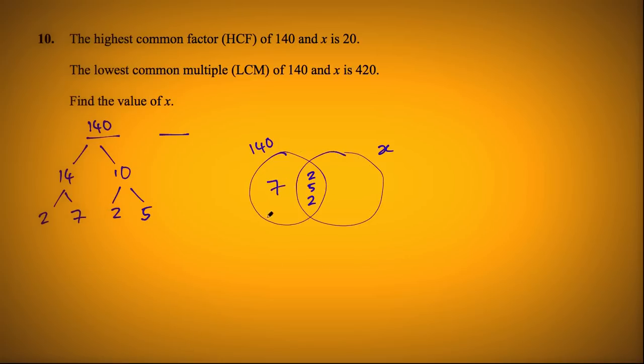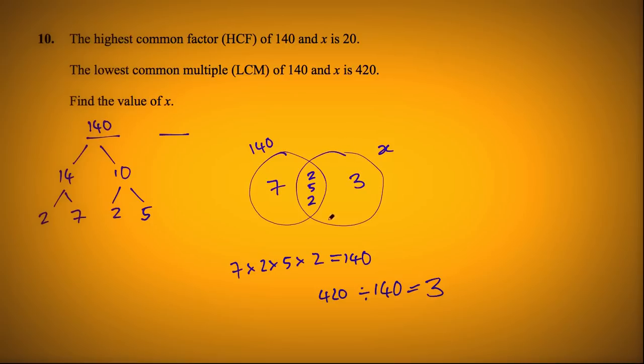And when I multiply all of these by the number that's missing in here, I would get to 420. So 7 times 2 times 5 times 2, that's 20 times 7, is 140. And what do I need to multiply that by to get to 420? So 420 divided by 140 is presumably 3. Yep. Which means that the 3 must be in here.